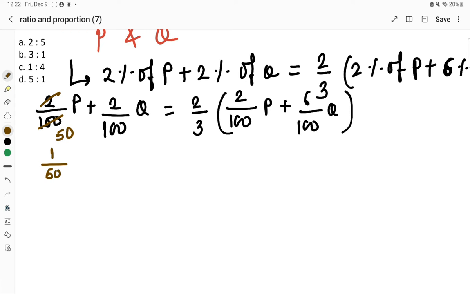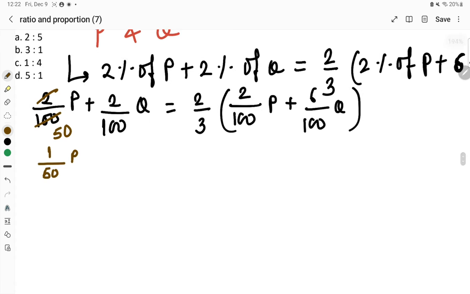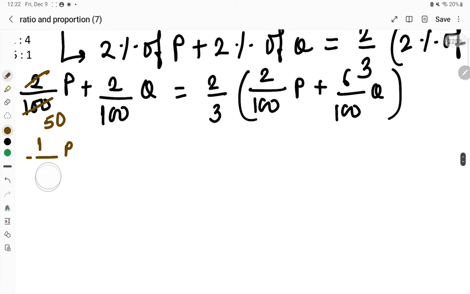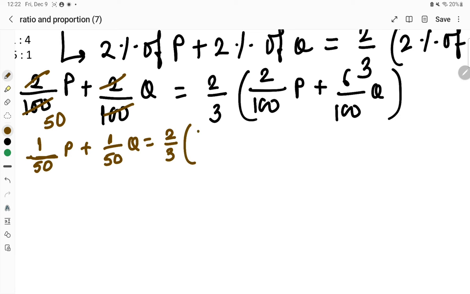1 upon 50 P plus, similarly, I'll cancel out this to 1 upon 50 Q. This is equal to 2 upon 3, 2 by 100, I can take this as 1 upon 50 again, and 2 3s are 6, 2 5s are 10. I have P and this is Q. I have simply cancelled the terms over here, right?